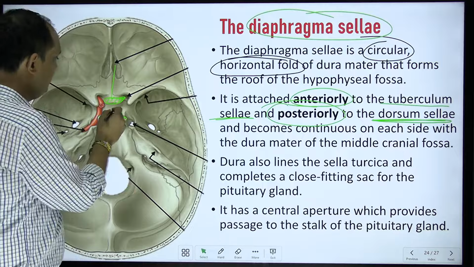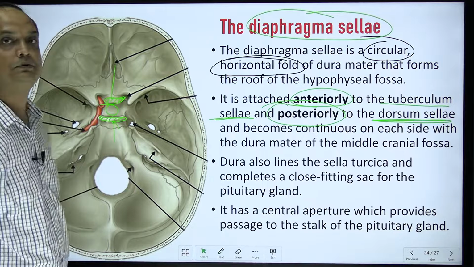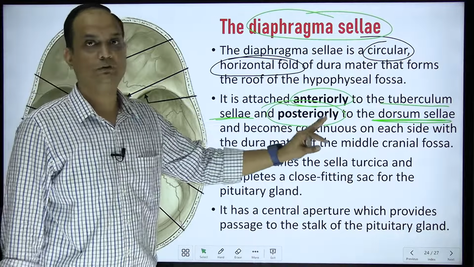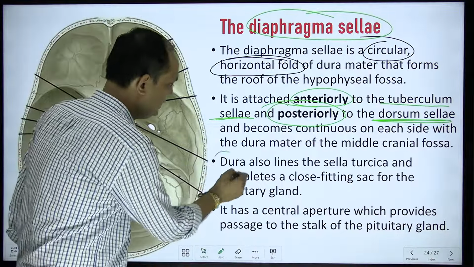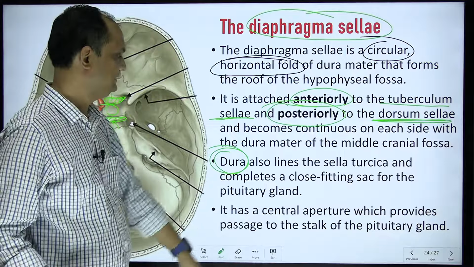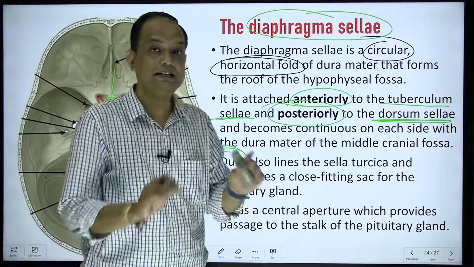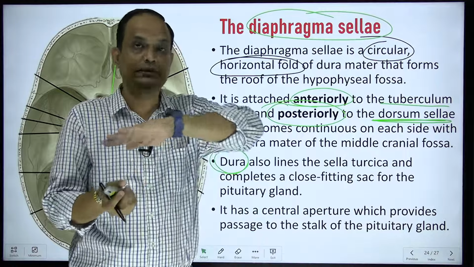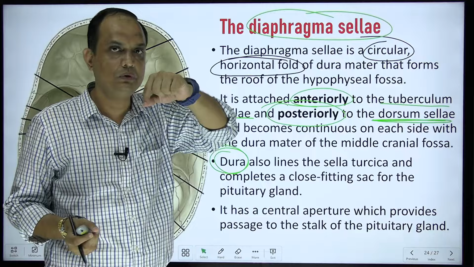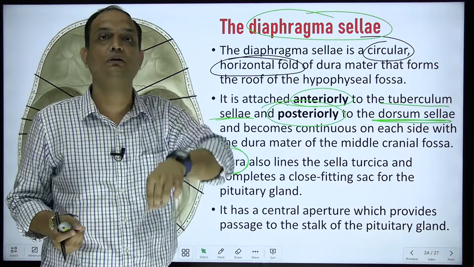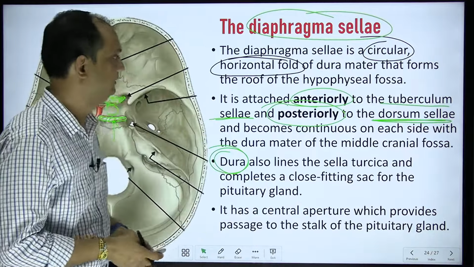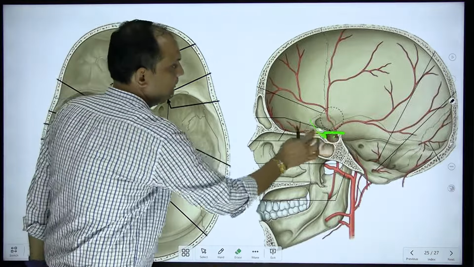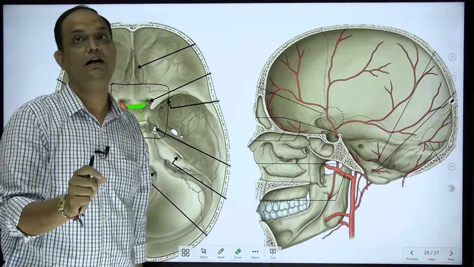Now, one plate is anterior to the pituitary fossa, one plate is posterior to the pituitary fossa. And it continues on the side with the fossa, middle cranial fossa. The dura also lines the sella turcica and completely makes a sac, and that sac is for the pituitary gland. And wo jo aapke upar jo plate bani, jisko humne naam diya diaphragma sella, usme chota sa ek chhed hota hai, ek aperture hota hai for the stalk of pituitary gland. So yahan pe in this diagram there should be no confusion about the tuberculum sella and dorsum sella.